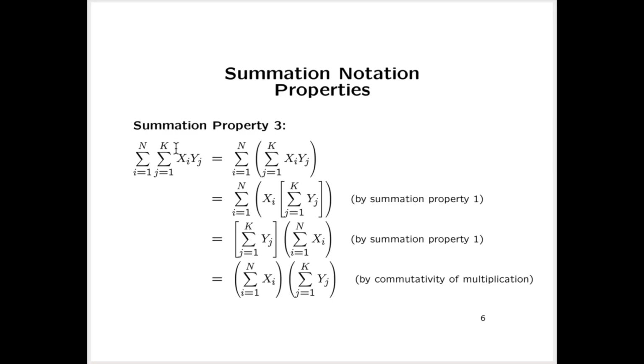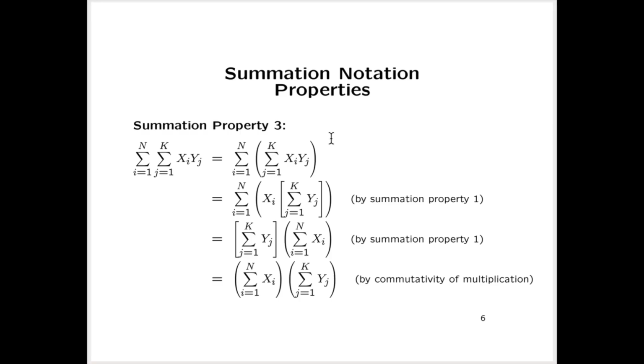Now the terms in the summation are products, x sub i times y sub j. And what Summation Property 3 is telling us is that this double summation of terms that look like this, x sub i times y sub j, is equal to a product of the summations of the two variables themselves. So that double summation of the x sub i times y sub j terms would be equal to the product of the sum of the x sub i's, i going from 1 to cap N, times the summation of the y sub j's, j going from 1 to k.